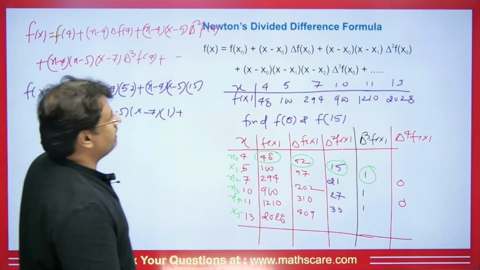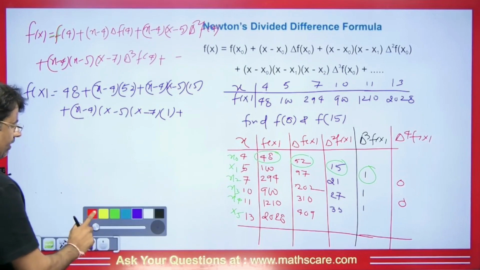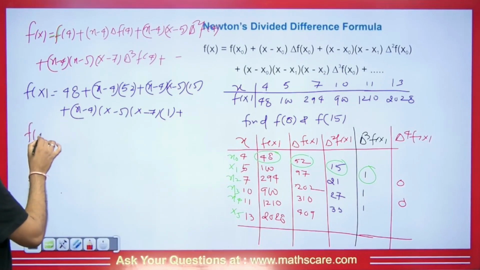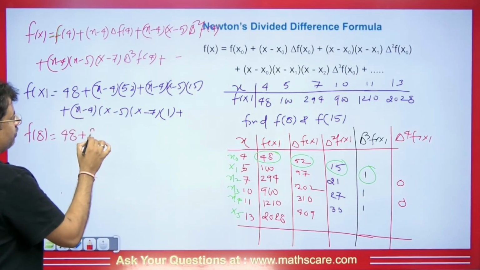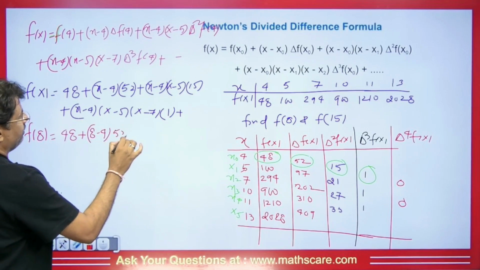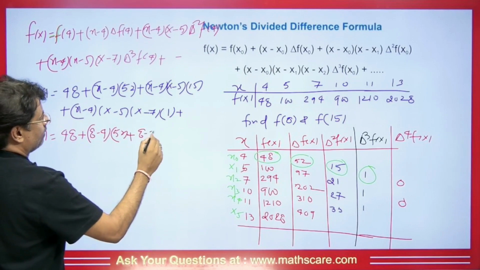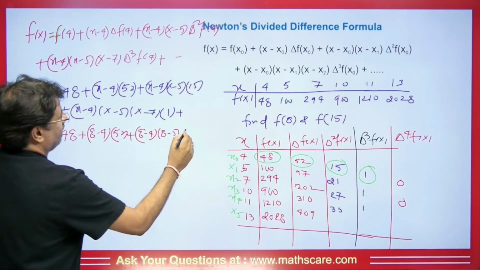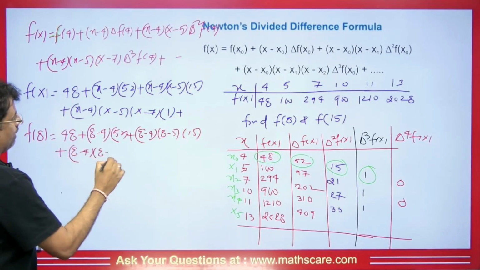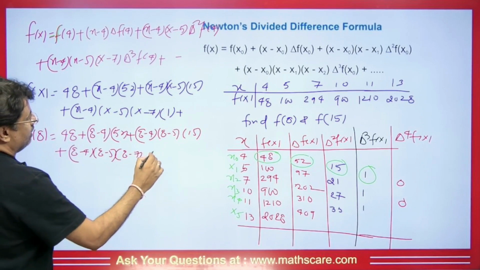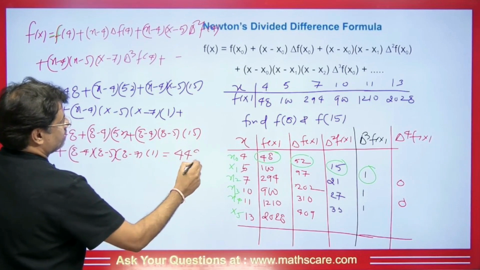Now what is it asking? It's asking what is the value of f8. So we'll put the value of 8, because we need the value at 8. So wherever there is x, put 8 there. So this will be 48 plus, what we will do here, (8 minus 4) into 52. Then students, here we will do plus. Here we will keep (8 minus 4)(8 minus 5) into 15. Plus this will be (8 minus 4)(8 minus 5)(8 minus 7), right students? Into 1, right? If we solve this, then from here we will get the answer 448.